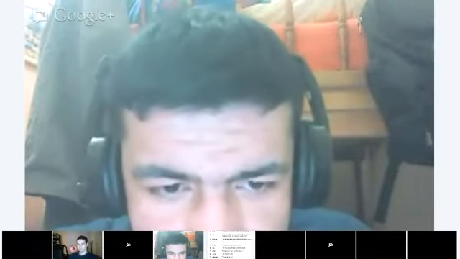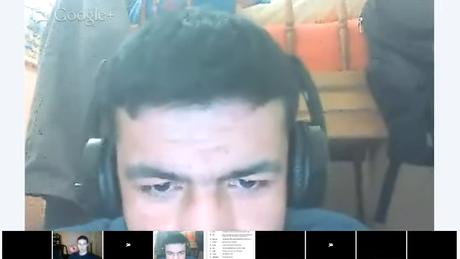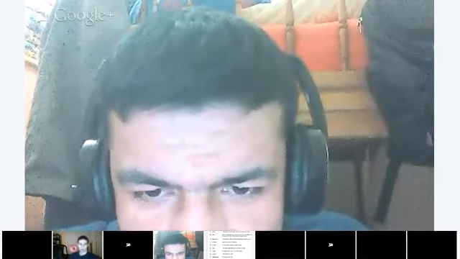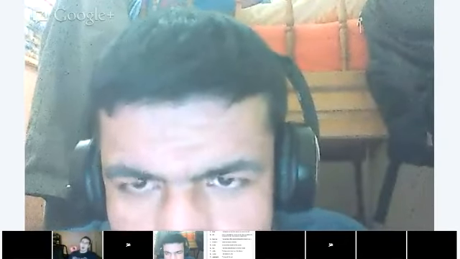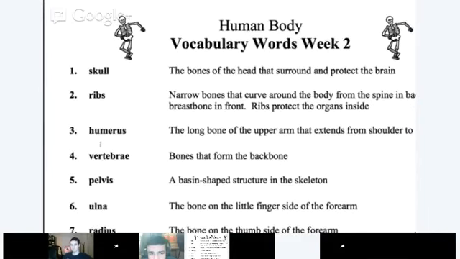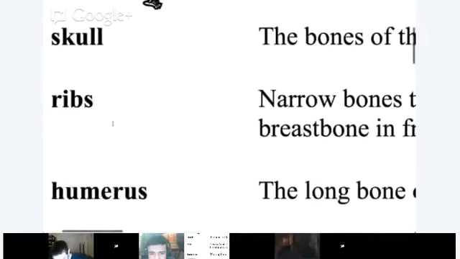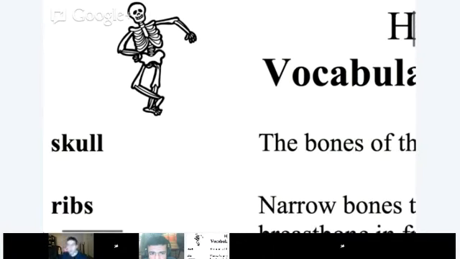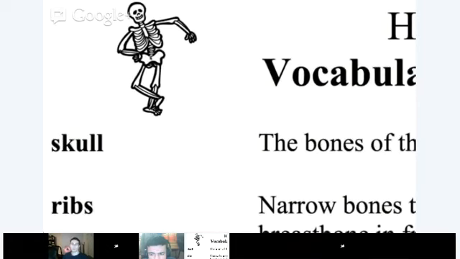Number 5, pelvis, a basin-shaped structure in the skeleton. Number 6, ulna, the bone on the little finger side of the forearm. Perfect. So the pelvis is another really big bone in our body, and it's basin-shaped. This is the pelvis. So what's another name for the pelvis? A more common name that we use? The hips. Exactly. Another name for the pelvis is the hip bone.